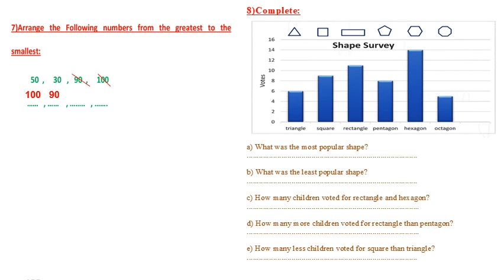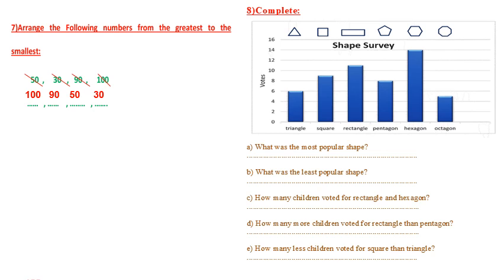50 and 30. Which is the greatest number? 50. Cross it and write 50. And 30 will be the last and the smallest number. Question number 7 complete.